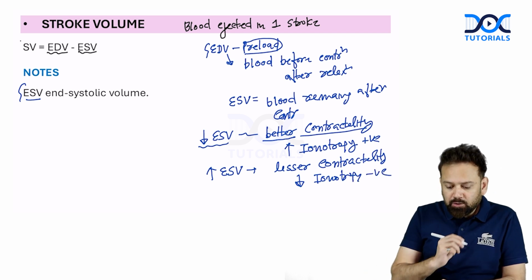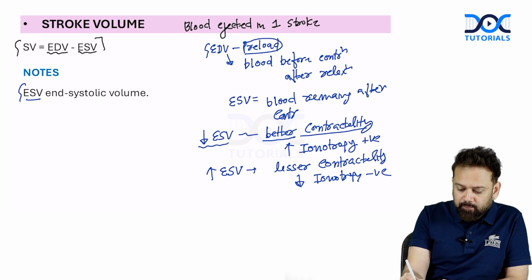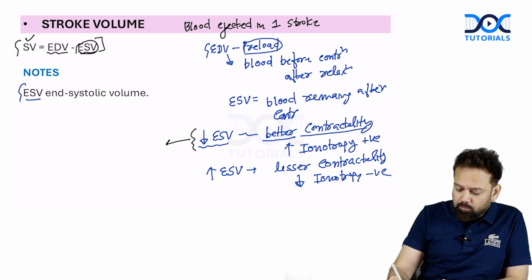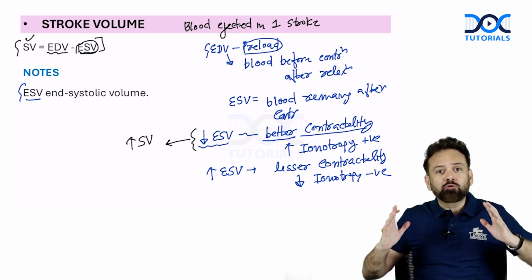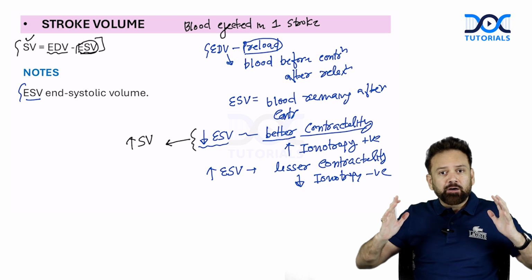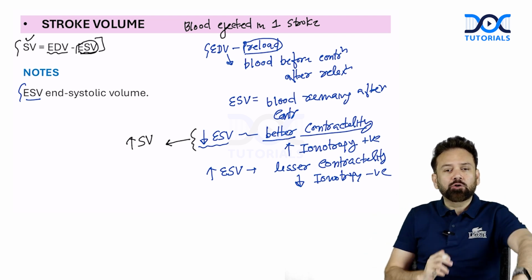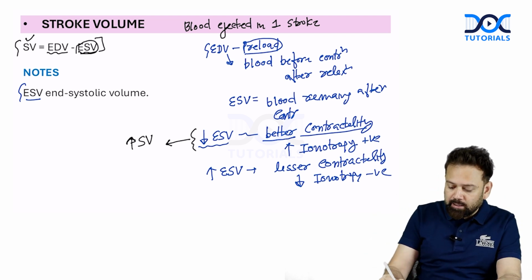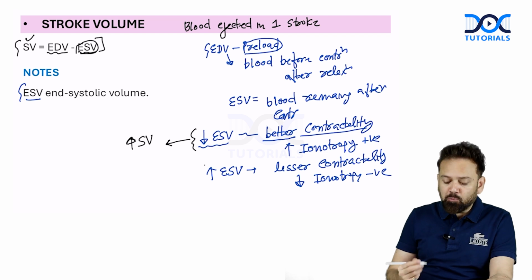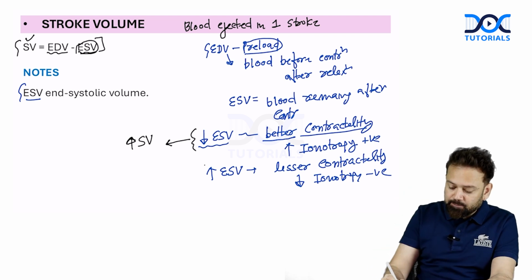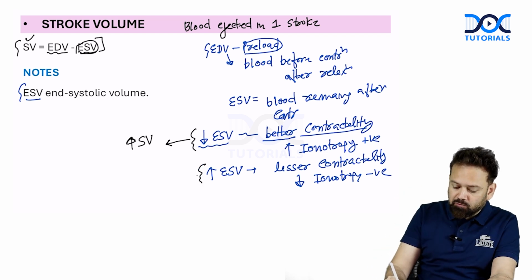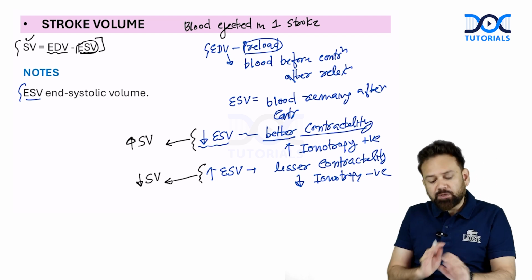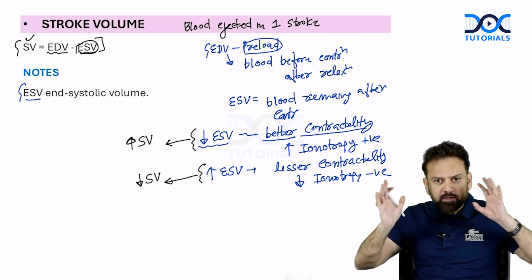Second concept. Now you can see in this formula, lesser is the end systolic volume, more will be stroke volume. More is the stroke volume: the amount of blood ejected is the amount of blood we are already having minus what is left after the contraction, the end systolic volume. So lesser is the end systolic volume, more will be the stroke volume. On the other hand, more is the end systolic volume, lesser will be stroke volume. I hope this whole page is clear. This concept is absolutely clear, there is no doubt.